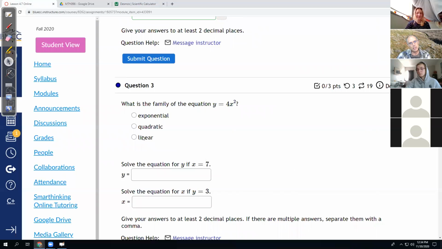Yeah. So it's not linear because there's something happening to the x besides the multiplication. It's not exponential because that would mean the exponent had to be a variable. So it turns out this one is quadratic. It's possible it's none of the 3, but yeah, because of the 2nd power, it's quadratic. That's the key about quadratic.